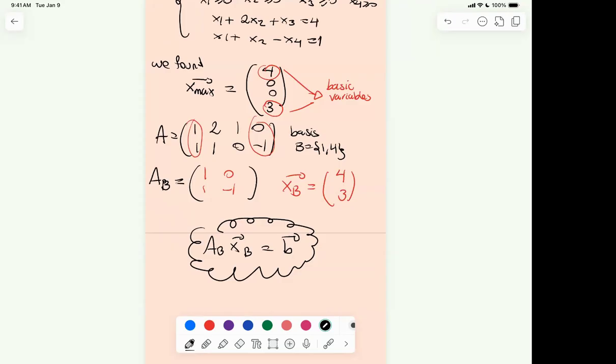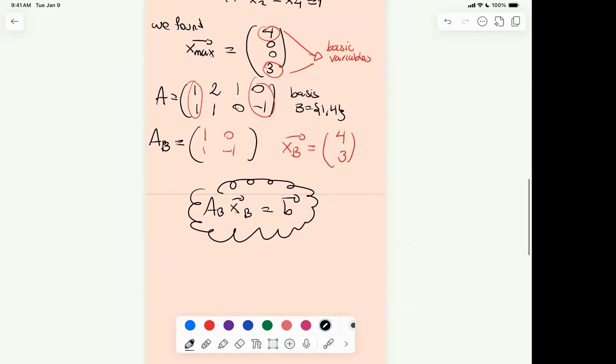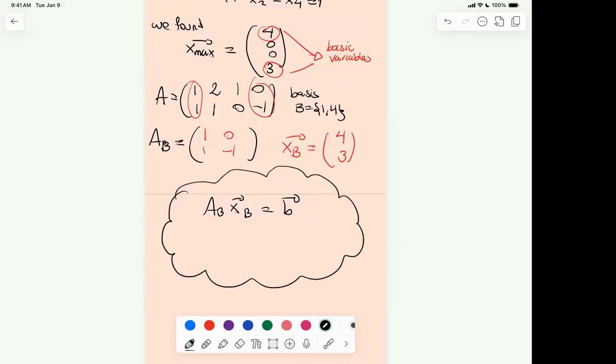Okay, is that making sense? Looks familiar, hopefully. Okay, so now why is that useful? Let me put this a bit more explicitly. Because the matrix AB is invertible, another way to think about this is that you can say that XB is AB inverse times the vector b. That would be convenient in a moment.